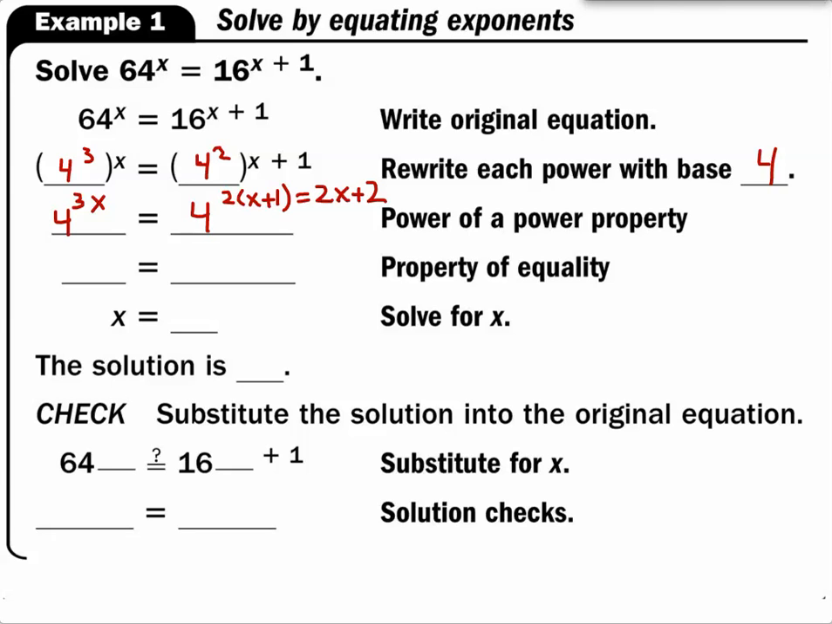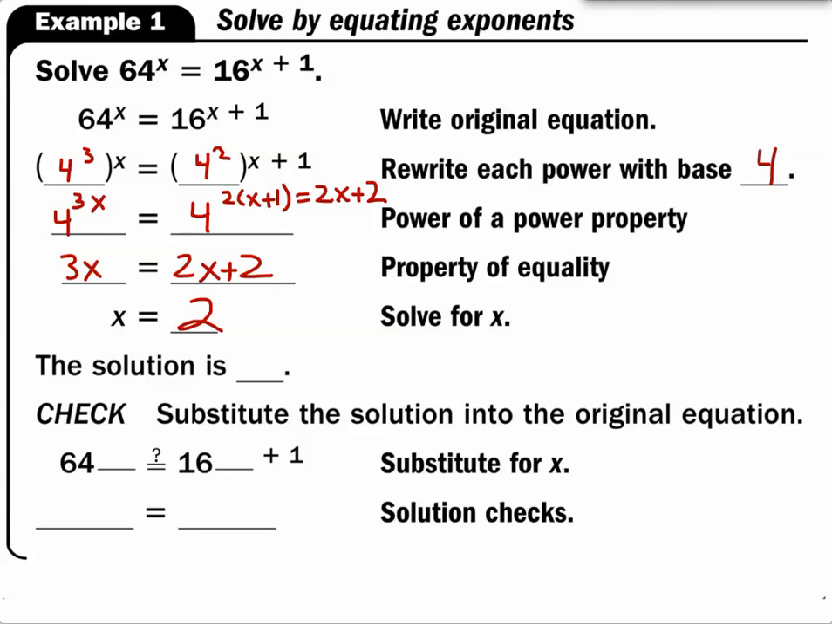Which, by the way, is actually really 2x plus 2. That's probably not exciting, but perhaps worth pointing out. Since they're both powers of 4, and they're equal to each other, we know that 3x equals 2x plus 2. And so we know that x equals 2. Ta-da!